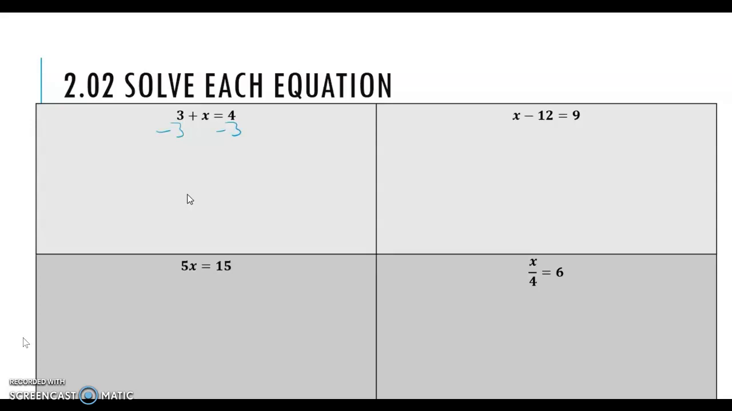So 3 minus 3 just gives me 0. So then I'm just left with x, and then 4 minus 3 gives me 1. So x equals 1 is my answer there.